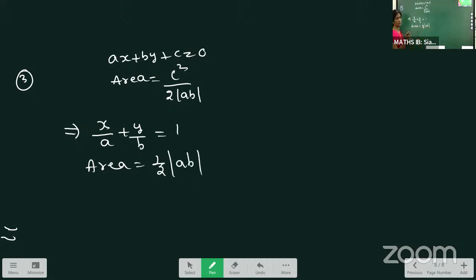Don't get confused. When 3 vertices are there, area is different. When a single straight line is given, the area formula is different. So this is a 2 marks question you can say. If ax plus by plus c equals 0, area is c square by 2 mod ab, and if x by a plus y by b equals 1, then area is half mod ab. Like this you have to solve the question. So here, one question I am going to explain.